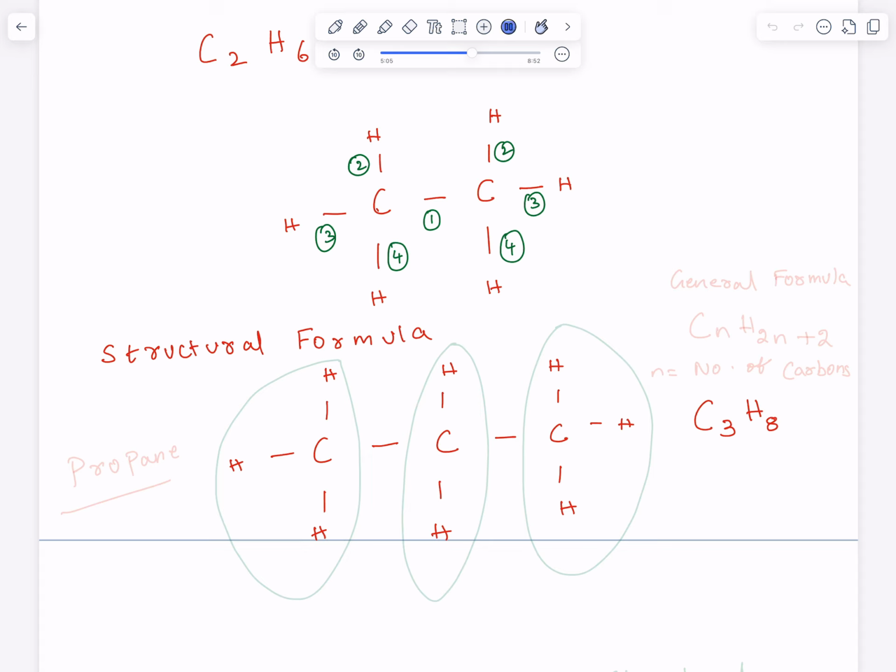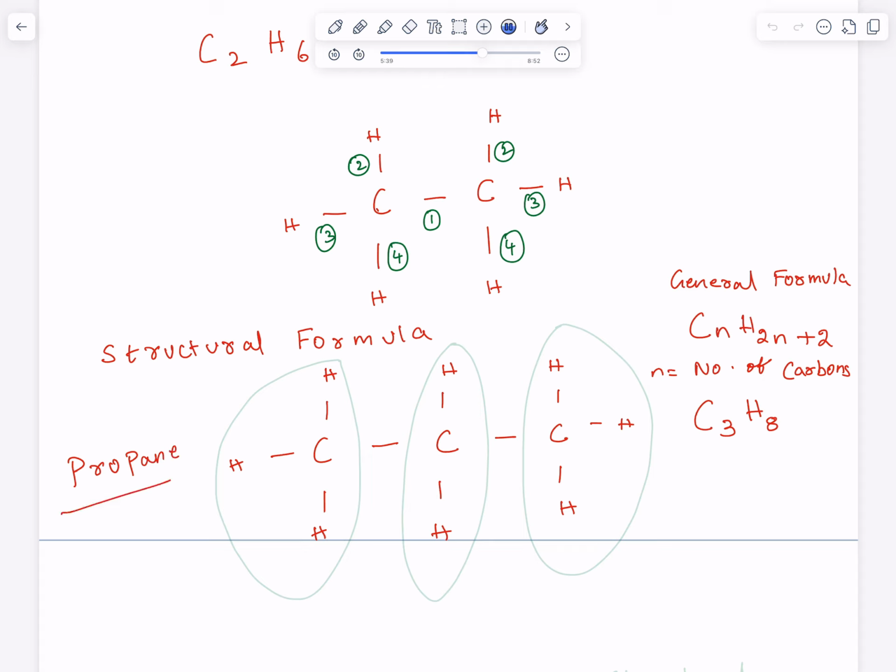The general formula for alkanes is CnH2n+2. Each homologous series you're learning will have a general formula. The general formula is the pattern. N stands for the number of carbons. In this example, we are looking at propane, so we have 3 carbons.